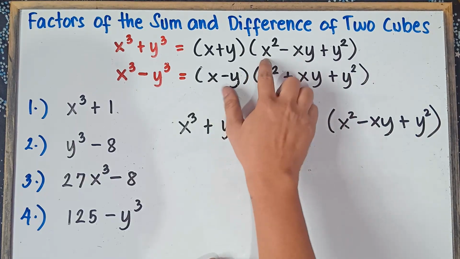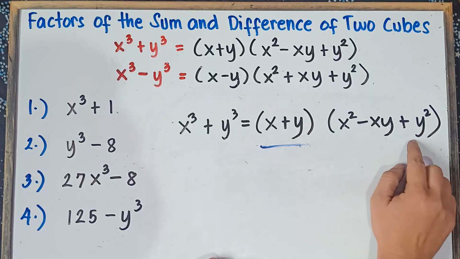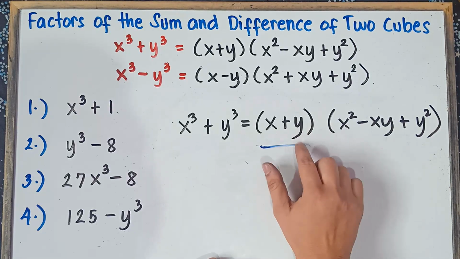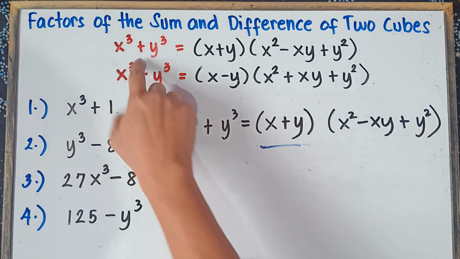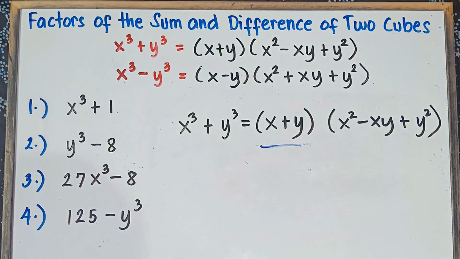So check this one out, class. Positive, negative, and then positive. Last step, get the square of the second term, y times y, that would be y squared. So that's the thing there, class, if you have a plus sign. Now, if you have a minus sign, let's answer this out.